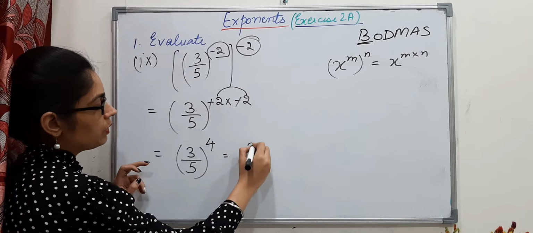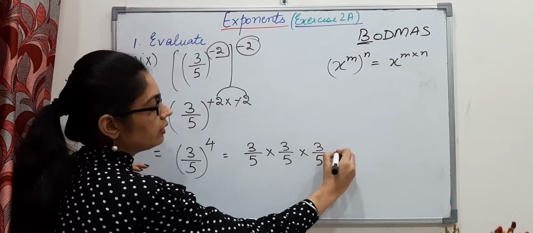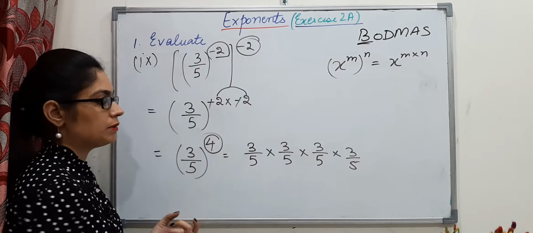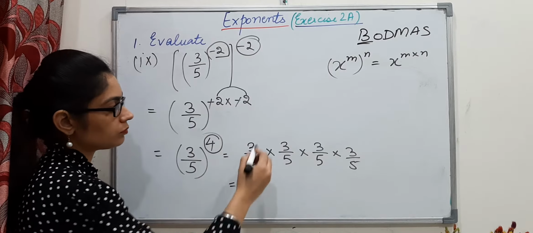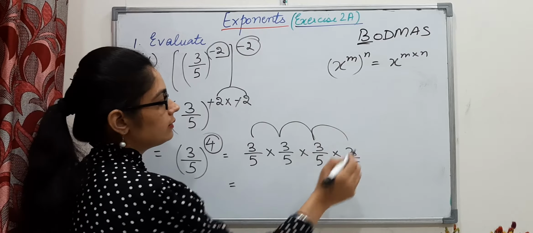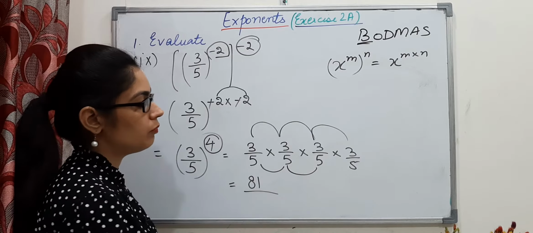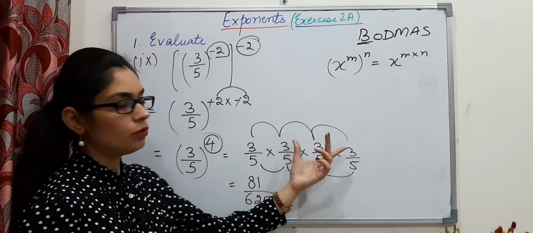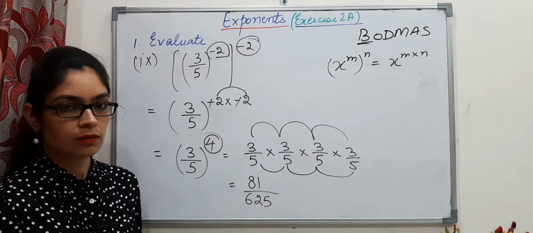Which means if we have to solve it, it will be 3 by 5 into 3 by 5 into 3 by 5 into 3 by 5. See, the number gets multiplied by itself 4 times because the power, the exponent, is 4. So we can just multiply now. 3 into 3, 9, 9 into 3, 27, 27 into 3, 81. 5 into 5, 25, 25 into 5, 125, and 125 into 5, 625. You have to do the multiplication and then you can write the answer. Let's do the next part.